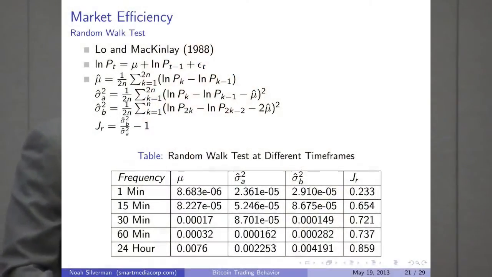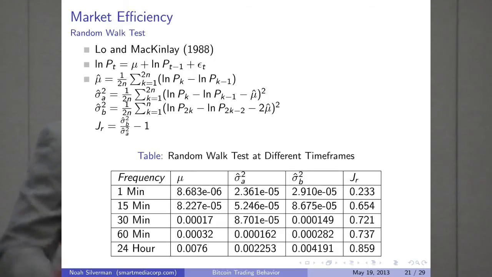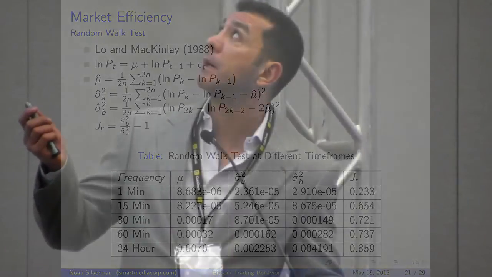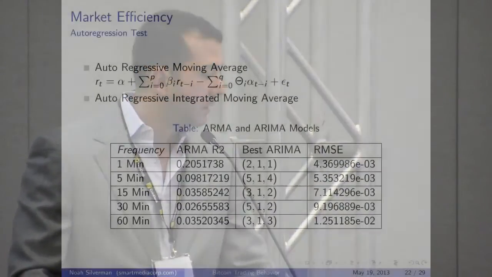There's another test. It's called the random walk test that Lo and MacKinlay put together in 1988. And you're basically looking at this ratio. And the closer it is to 1, the less opportunities there are, or the more efficient the market is. And it sort of matches the other test. On the smaller time frames, things are bouncing around pretty randomly, which may mean there's some opportunity depending on your strategy. In a 24-hour period, things are pretty balanced.